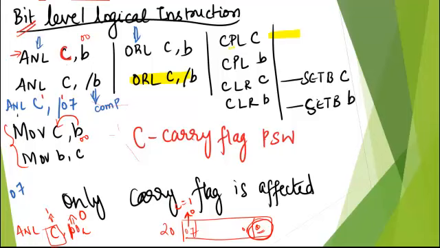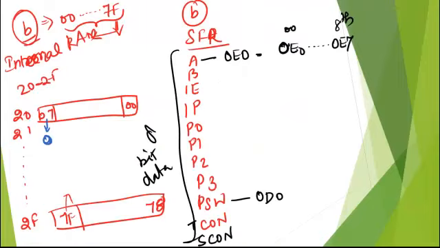Set C, set carry bit, set B, set bit. What is the bit? The addressed bit. Okay, so this is your bit level logical instruction.